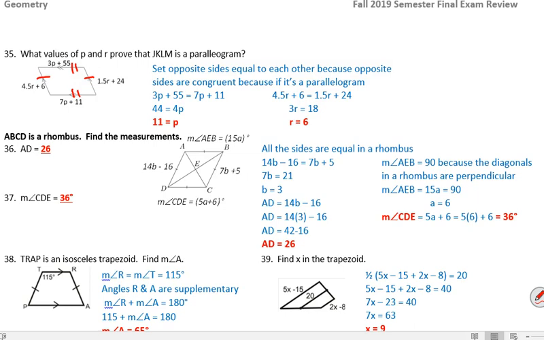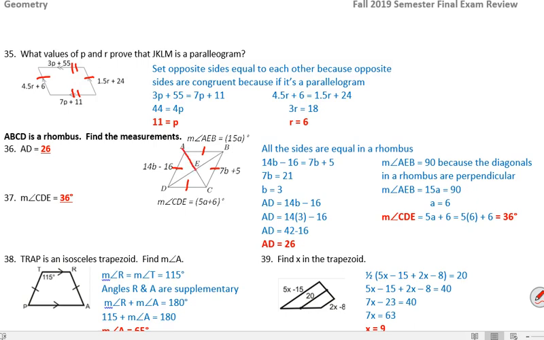And then number 36 says ABCD is a rhombus. Find the measurement of angle AEB. So we're trying to find AD, which is sides. Now remember again here, opposite sides are congruent, right? All four sides actually here are congruent. So if we have two sides, we can find the variable. And then it says that AEB is 15A.